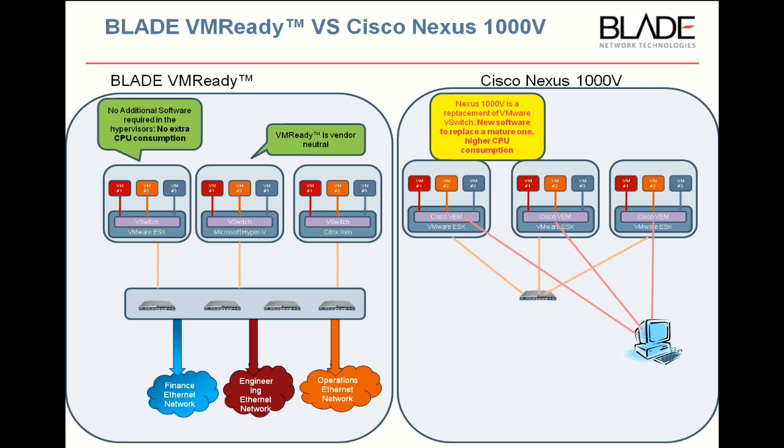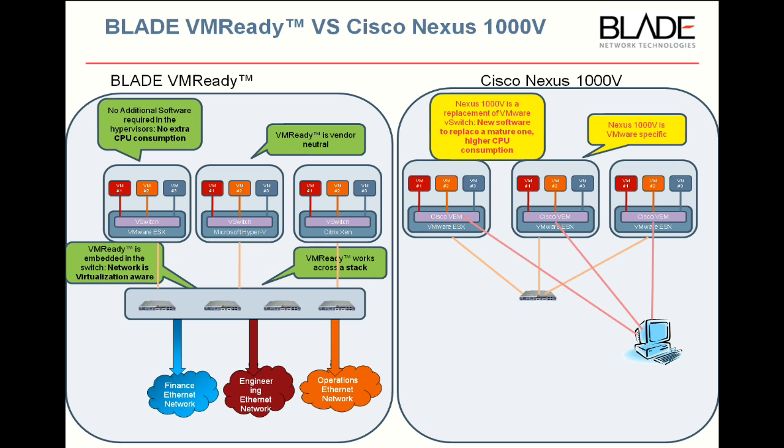Then you will see that VMready is a vendor-neutral solution. We work with all major hypervisors, whereas Cisco's Nexus 1000V will only work with VMware. And one other thing to note is that 1000V will only work with ESX 4.0 and beyond, whereas VMready works with any versions of ESX and other hypervisors too.